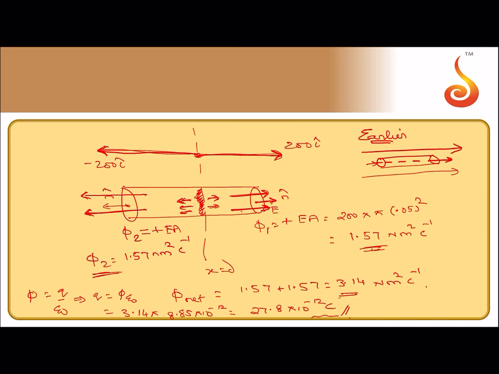Yep, it's correct. I was just checking the answer. You can kindly note it down: phi 1, phi 2, phi net, and your Q enclosed. You can always go back, pause the video and read it up. So I'm going to keep moving on.